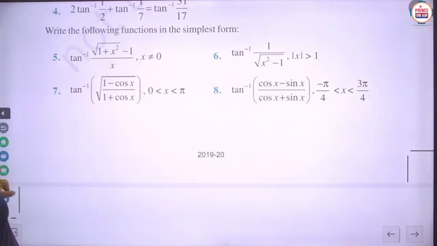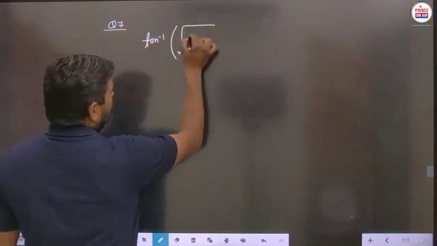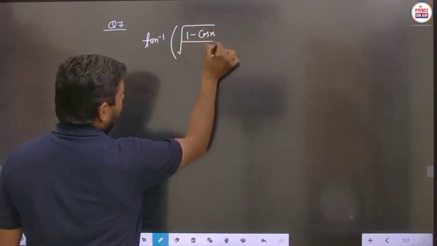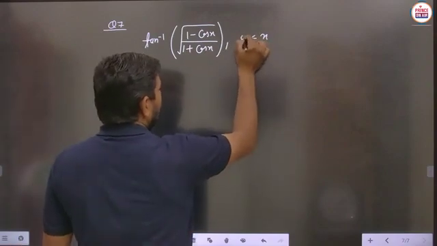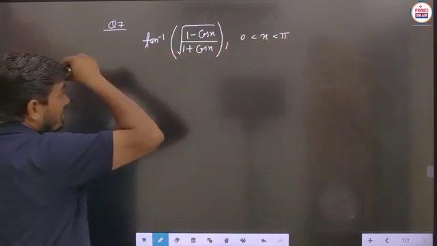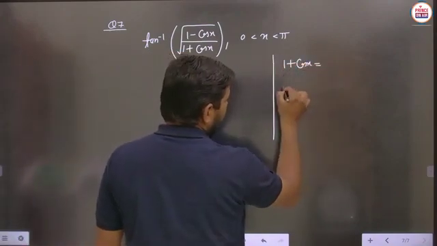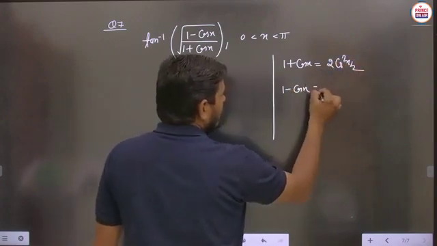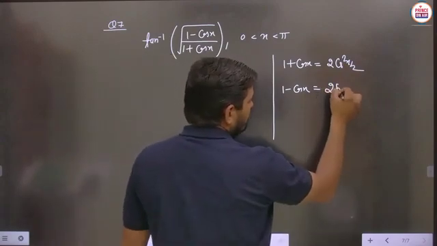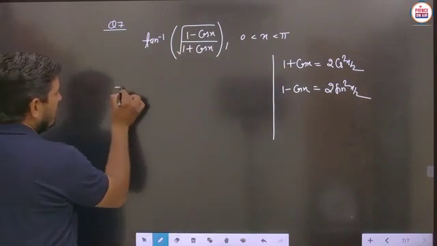So we will just write this question number 7. In this question the expression should be written like this: tan inverse of under root 1 minus cos x divided by 1 plus cos x, where x is given from 0 to pi. No problem. Now student, you know very well about the two important formulas: 1 plus cos x will become 2 cos square x by 2, and 1 minus cos x will be written as 2 sin square x by 2. So we are using these two important formulas in this section to simplify the part.